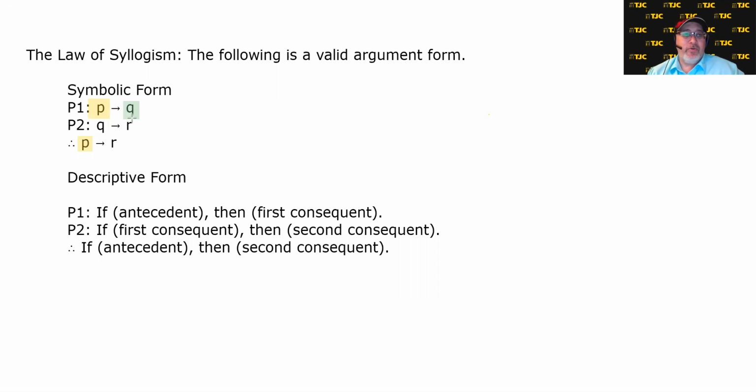If you wanted to use the same colors I used before, it would look a little something like this. P points to Q, Q points to R. Our conclusion is P points to R. Or in descriptive form, if you have one antecedent pointing to a consequent, but then you have that consequent pointing to a second consequent, then the law of syllogism says you can make a new conditional by saying if the first antecedent, then the second consequent.